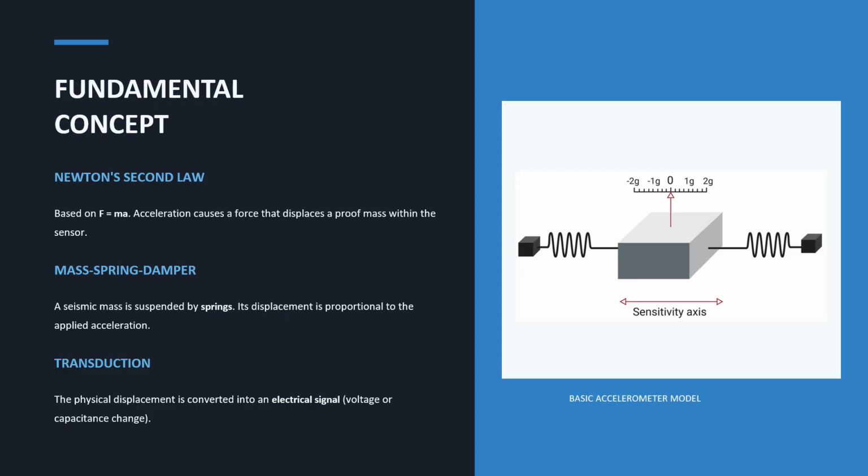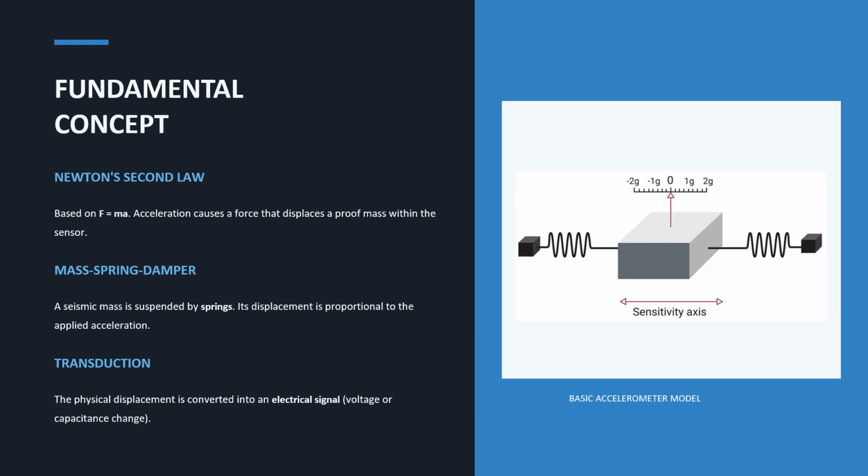When acceleration occurs, a force acts on the proof mass, causing it to move slightly relative to the sensor frame. This displacement is proportional to the applied acceleration. The movement of this proof mass is then converted into an electrical signal, which represents the acceleration. This basic system is often modeled as a mass spring damper system.